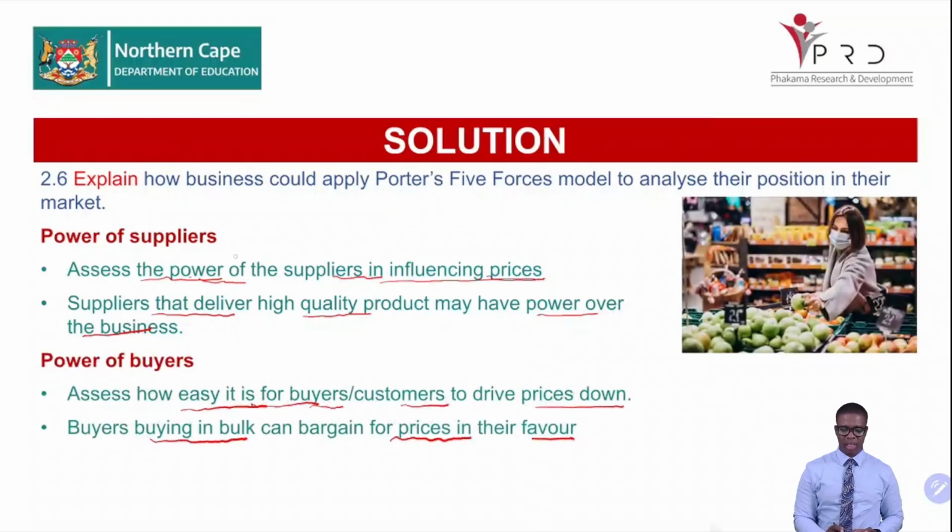Then you also check the power of the supplier, and you assess the power of the supplier in influencing the prices. So suppliers that deliver high quality products may have more power. So you say, okay, because this supplier has a quality product, I cannot control this. The supplier has more power than me because they are offering quality products.